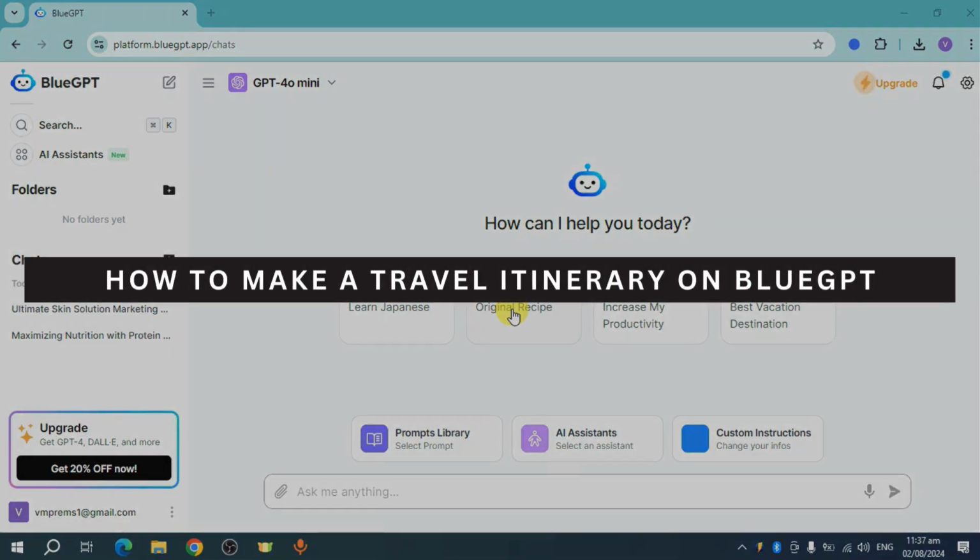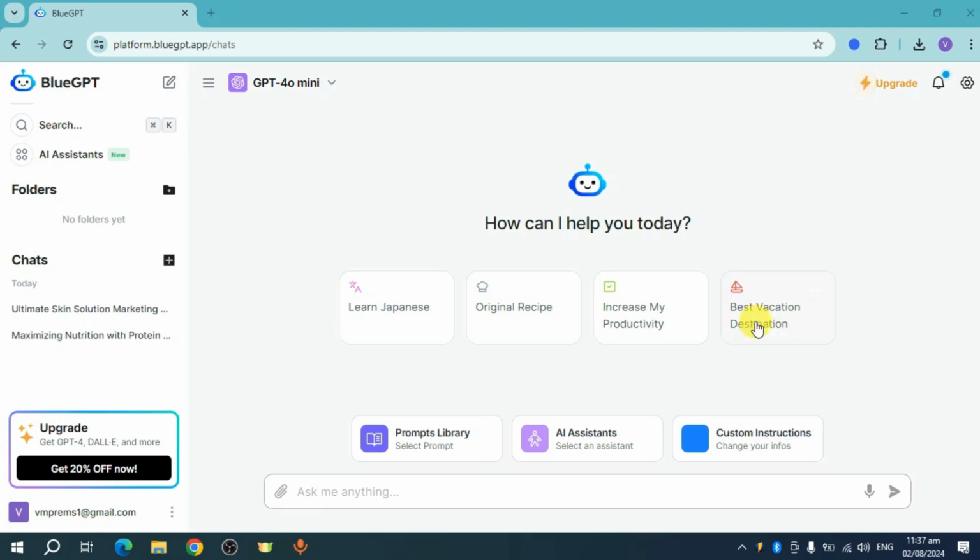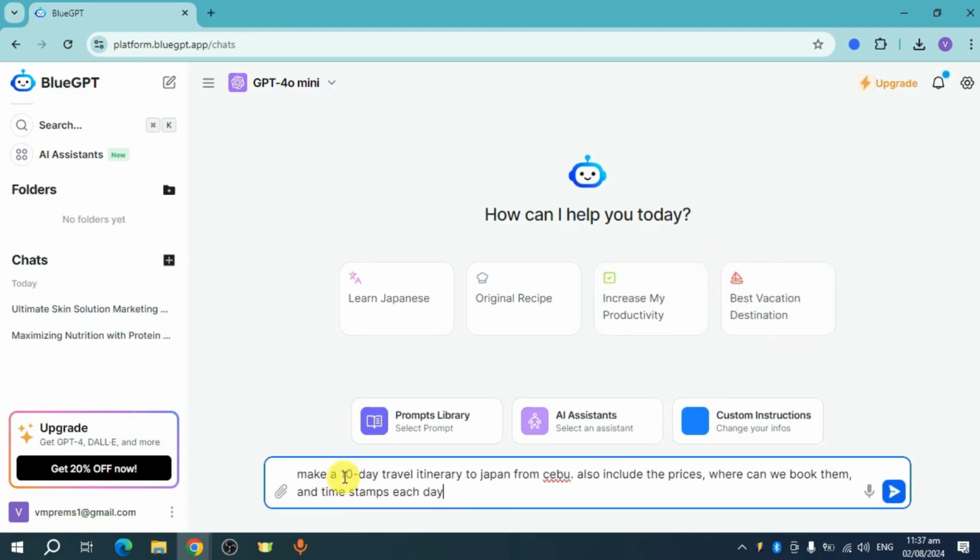How to make a travel itinerary on BlueGPT. So as you can see, we have in here this best vacation destination, which can help you with this case. So for example, you can say something like make a blank day travel itinerary. So this day right here depends on you.